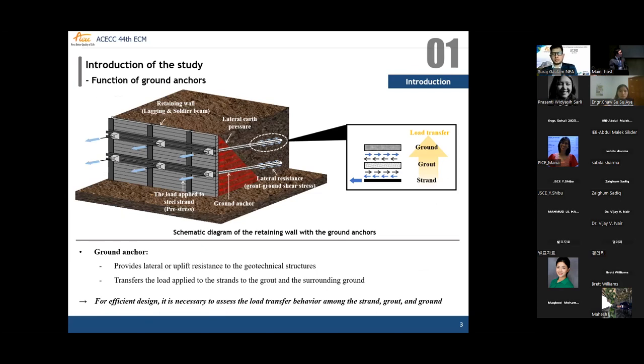Ground anchors have been widely used at various construction sites, such as retaining walls, slope stability systems, and tunnels. This figure shows a retaining wall with ground anchors to provide resistance against the earth pressure acting on the wall. Ground anchors transfer the load applied to the strand to the grout and surrounding ground. Therefore, for efficient design of ground anchors, it is essential to evaluate the load transfer behavior among the strand, grout, and ground, as you can see in the right figure.